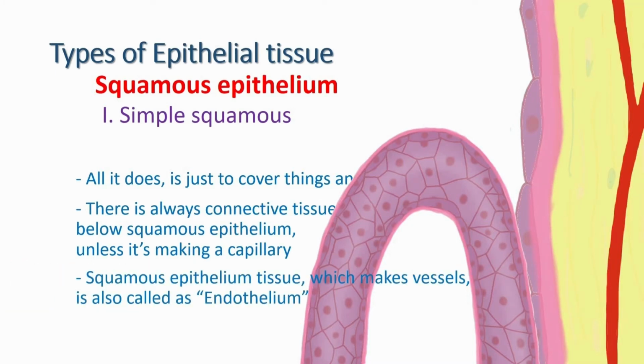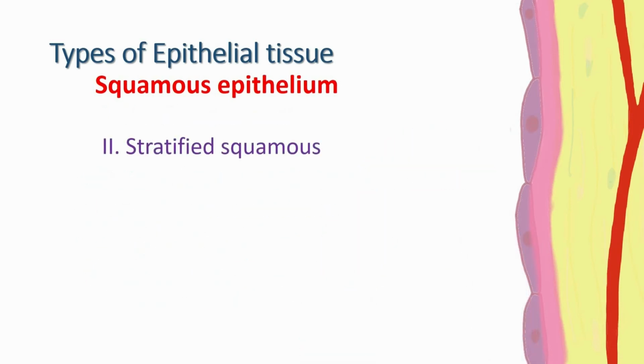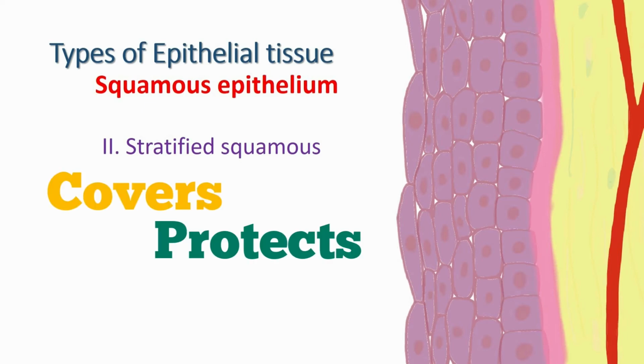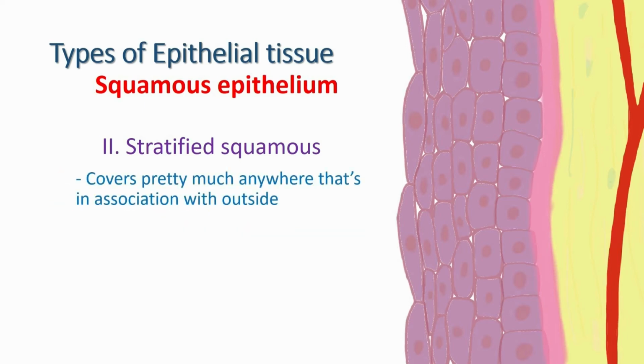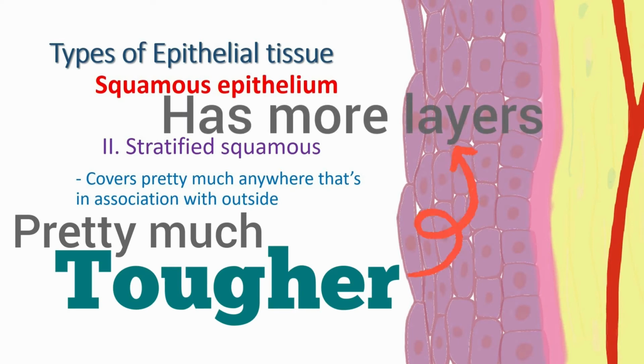So that's enough about simple squamous. Now let's talk about stratified squamous epithelium, which looks like this. Its function is pretty much like the simple type of squamous. It covers and protects the stuff in the body, although this one is much tougher because of the multiple layers that make up this tissue.